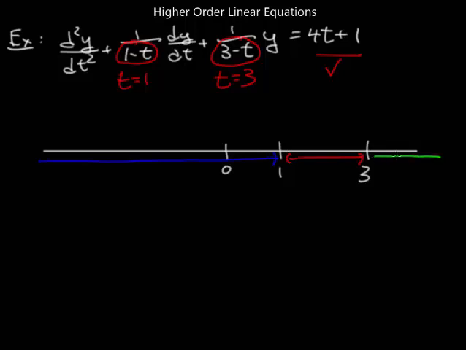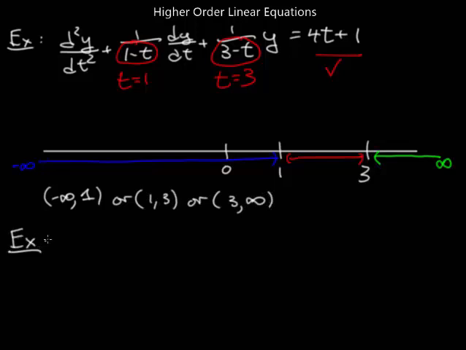And if I gave you an initial value to the right of 3, it would be good from 3 to infinity. So in other words, the solutions are valid in as large a region as they possibly can be. So here it's written out. The interval of validity of your solution is either minus infinity to 1, or 1 to 3, or 3 to infinity. Let's do another example like that.